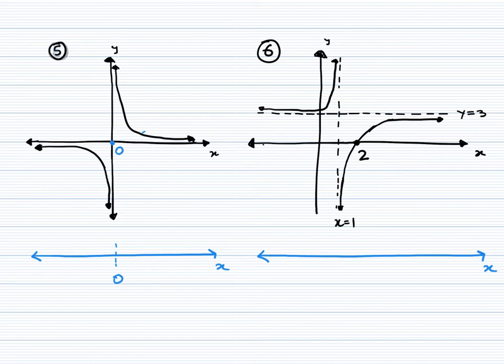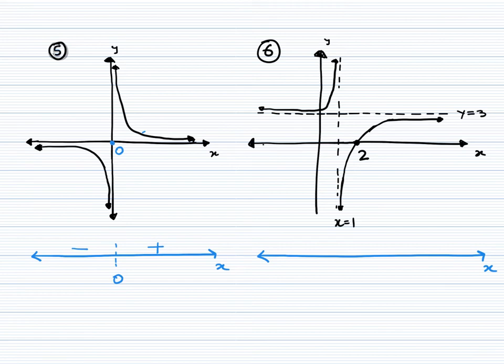Now everything else is the same. What's happening before 0? The graph is below the x-axis. That is going to be negative. Yes, you're right. And after 0, what's happening here? It is above the x-axis, and that will be what? Positive. Yes, you are right. Well done.